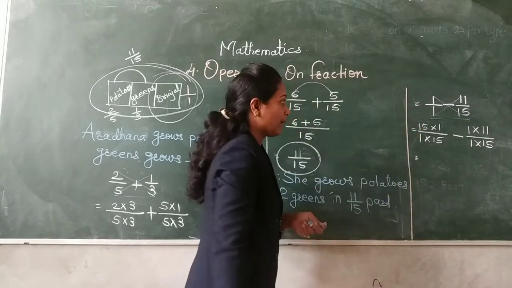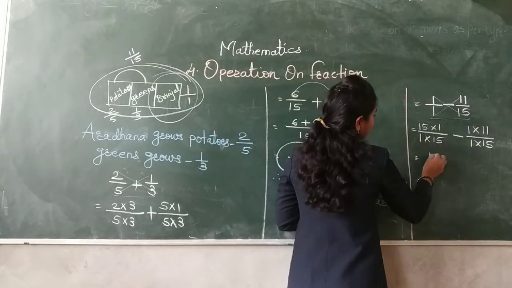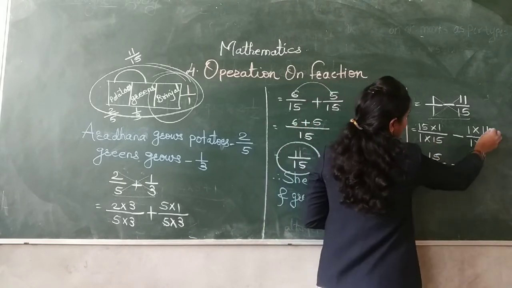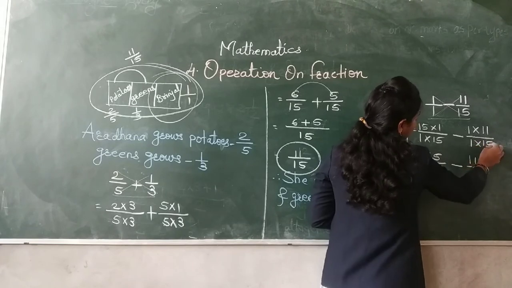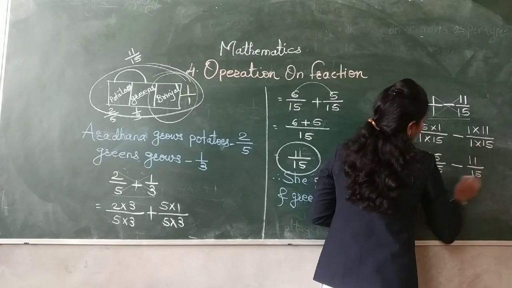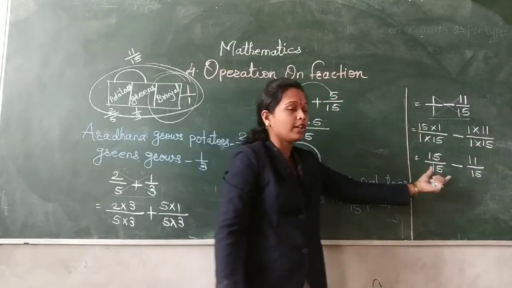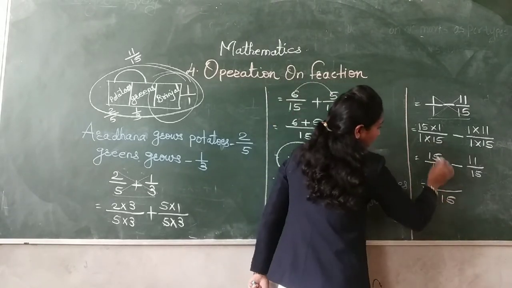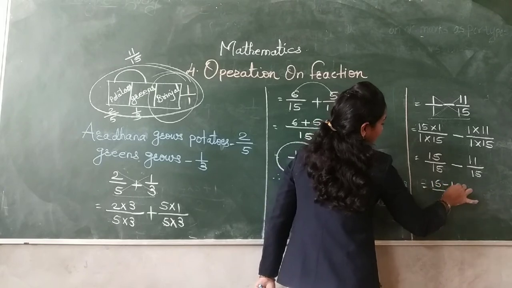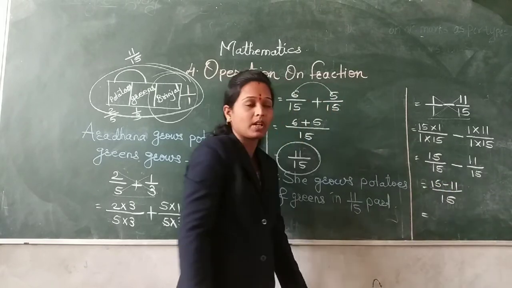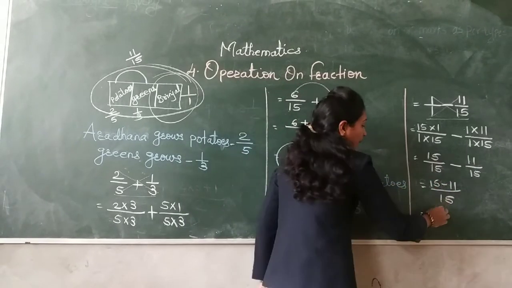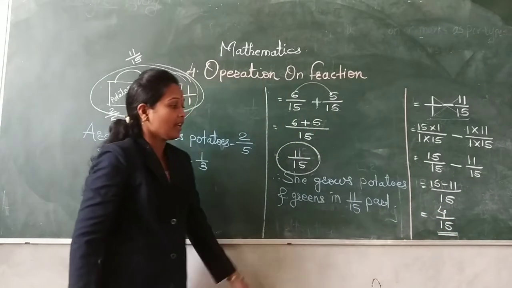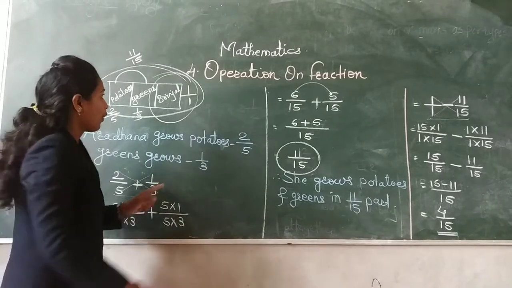Okay, do the multiplication, that is 15 ones are 15. Here also 15 ones are 15, minus 11 ones are 11, divided by 15 ones are 15. If you observe again, our denominators are the same, 15 is the same. So write that denominator one time and in the numerator do the subtraction, 15 minus 11. So if you observe, 15 is the bigger number, 11 is the smaller number, do the subtraction. Our answer is 4 upon 15. So you get the fraction 4 upon 15.